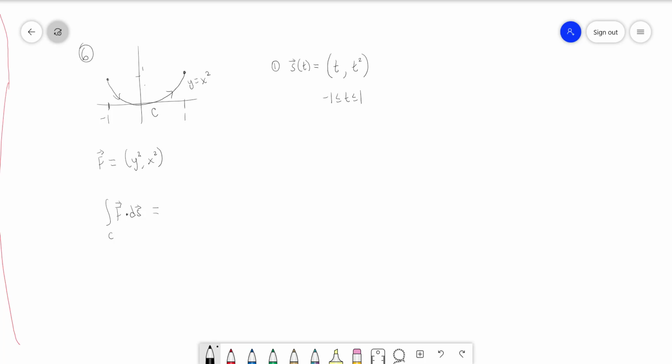At -1, we are starting at this point, and then at 1, we'd be ending at this point. If you did want the opposite orientation, you can still use this parameterization. You would just put a negative in front of your integral to get the right answer. So that's the parameterization of our curve. We need the derivative of that.